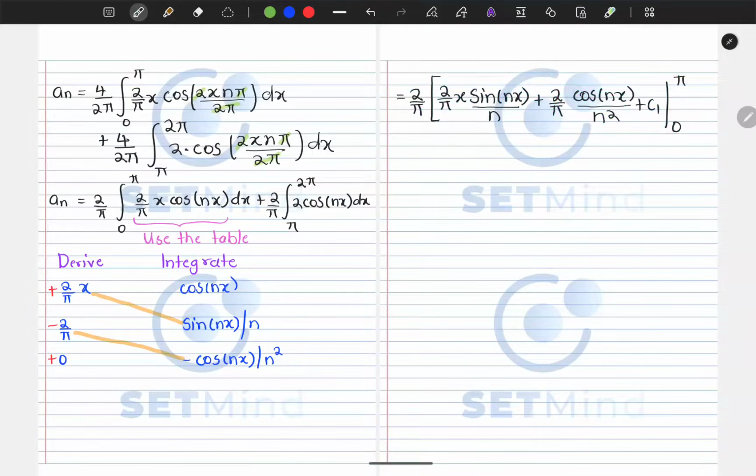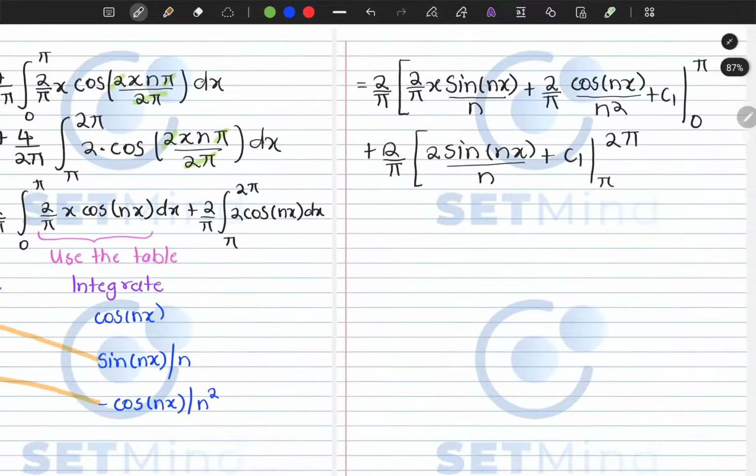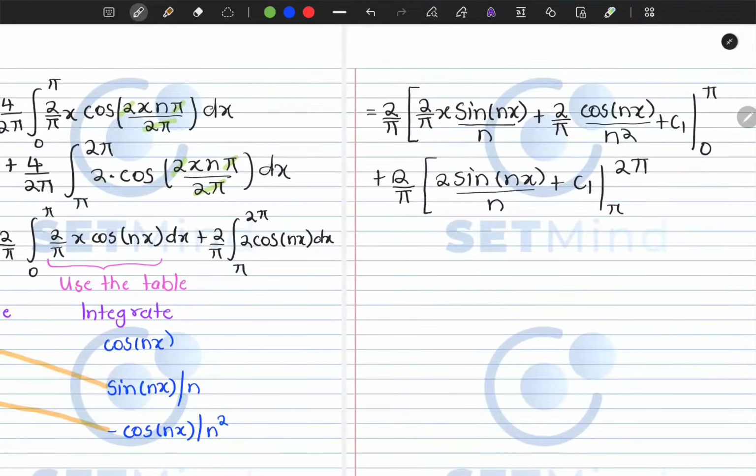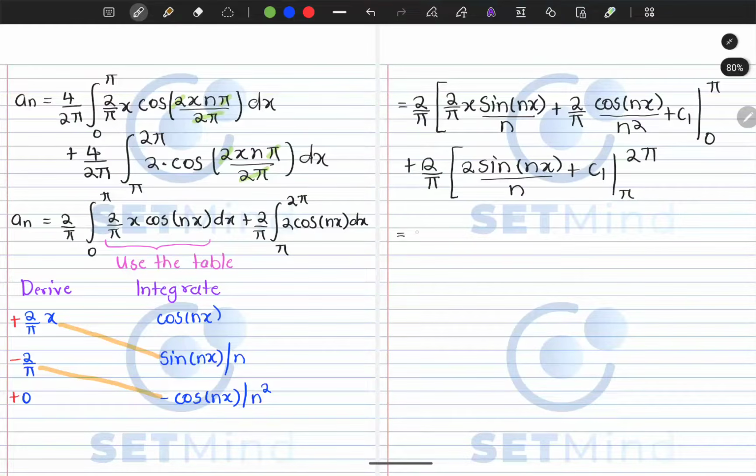And then this needs to be added to the second part, plus 2 over pi, of which we need to integrate. So when you integrate the cos part there, that should be very easy for you to find. When you integrate the cos part, you should get 2 sine of nx, and then divided by x, and then plus C1. This is between pi and 2 pi. So now what we need to do is to go and substitute these pi's and the zeros and so on and see what we obtain.